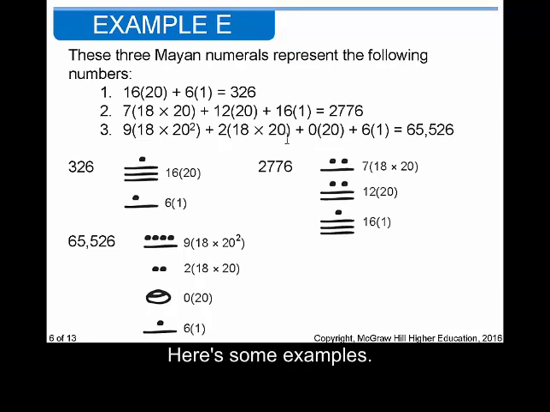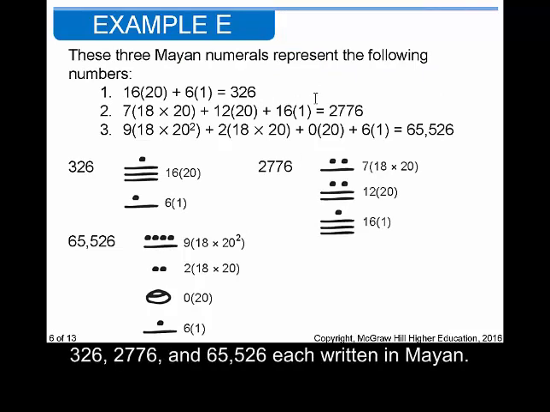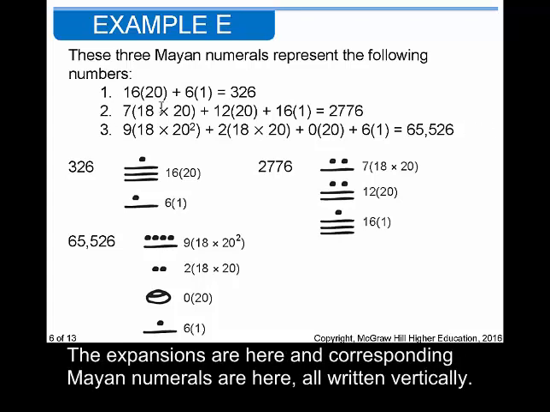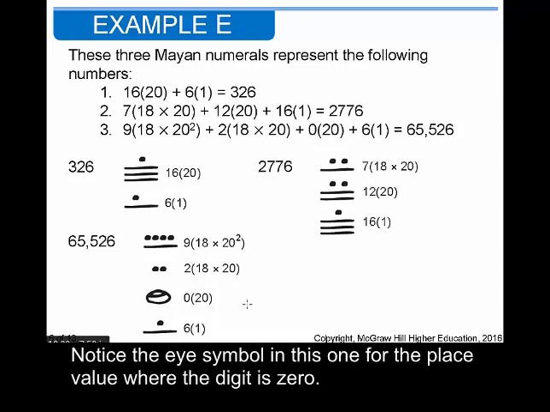Here are some examples: 326, 2,776, and 65,526, each written in Mayan. The expansions are here, and the corresponding Mayan numerals are here, all written vertically. Notice the I symbol in this one for the place value where the digit is 0.